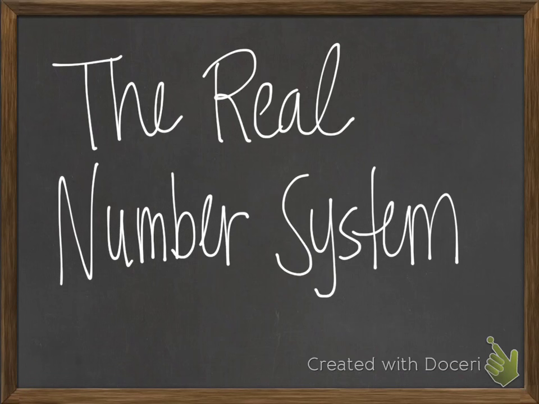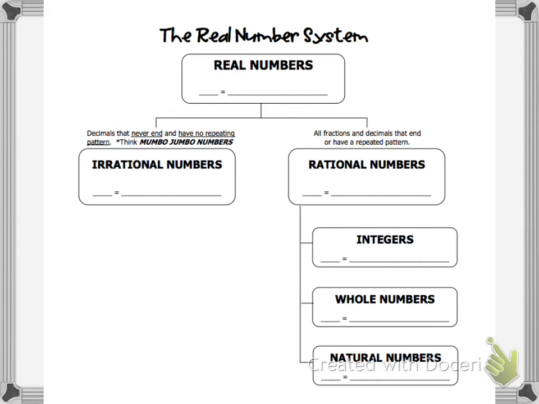So make sure you got the green sheet, the blue sheet, from the substitute to take notes on today. Alright, so on the side that says the real number system at the top, we're going to fill in these notes together. Alright, so the first thing is real numbers.